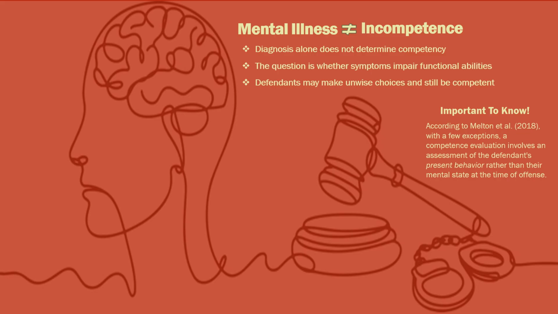A common perception is that mental illness equals incompetence. A defendant can have a serious mental illness and still meet competency standards. According to Melton et al., competency is about capacity and not judgment quality. Also, according to Melton et al., with a few exceptions, competence evaluations involve an assessment of the defendant's present behavior rather than the mental state at the time of the offense.